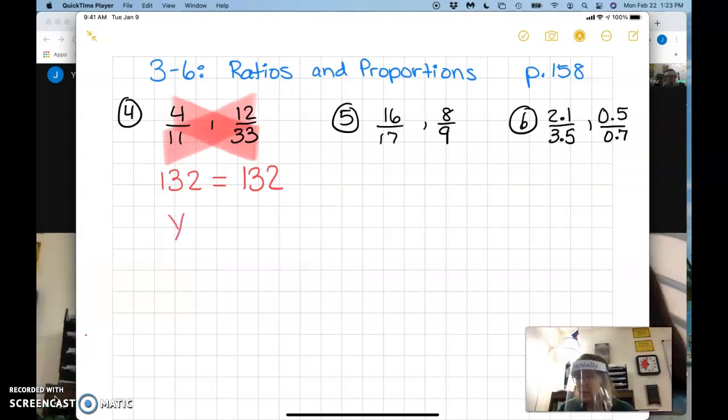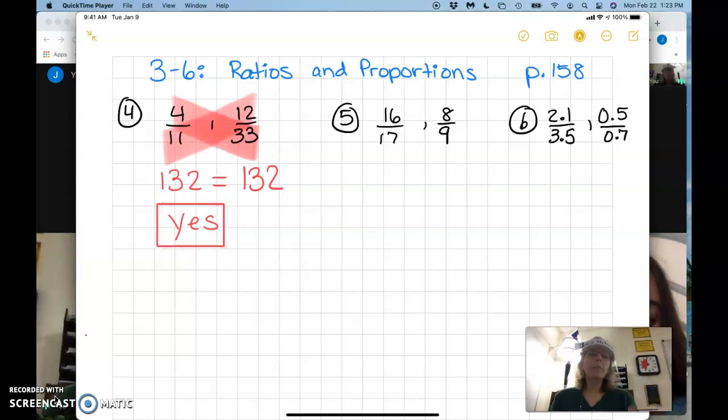Yes. So you need to write the word yes. That's your final answer. But I would want to see your work just like I did. Show me that x that you're cross multiplying, and then show me 132 equals 132.